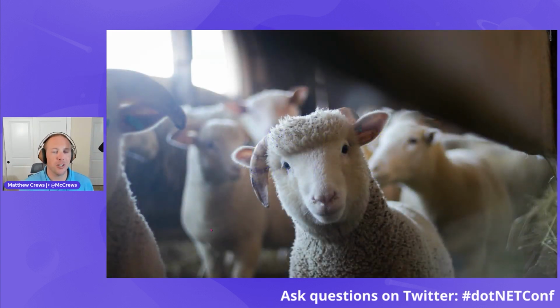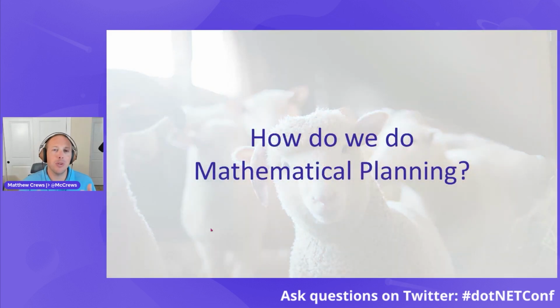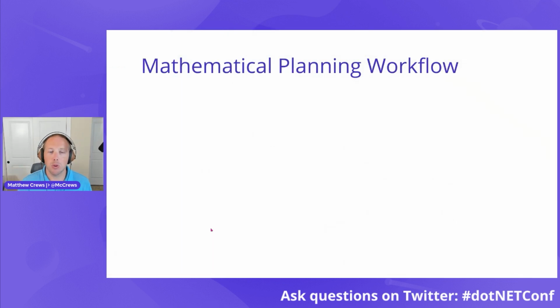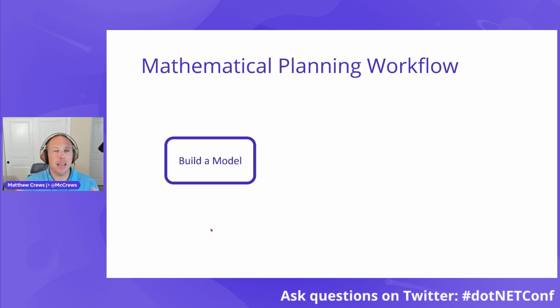Now, a new question may arise. Okay, Matthew, you've piqued my interest, but how do we actually do mathematical planning? Great question. Well, the workflow is first we build a model. A model is a kind of mathematical representation of our problem. It includes that objective and the constraints and the decisions that we need to make.